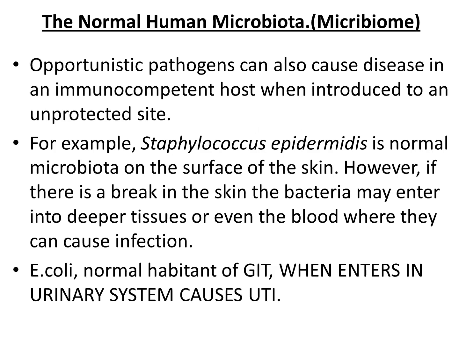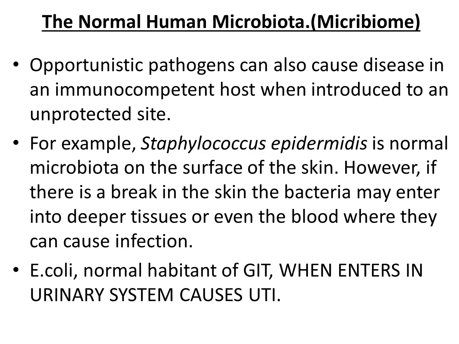Opportunistic pathogens can also cause disease in immunocompromised hosts when introduced to an unprotected site. For example, Staphylococcus epidermidis is a normal background organism on the surface of the skin. However, when there is a break in the skin, the bacteria may enter the deeper tissue and even the blood, and cause infections.